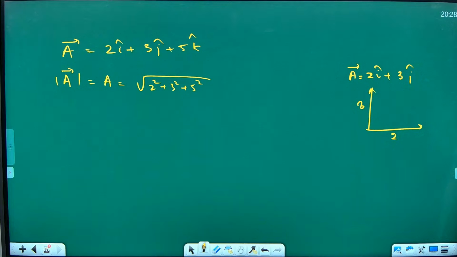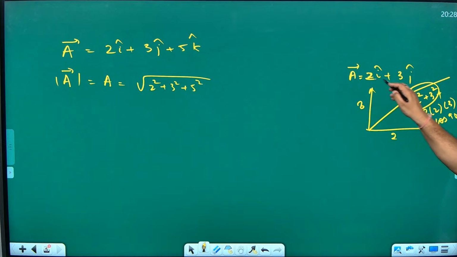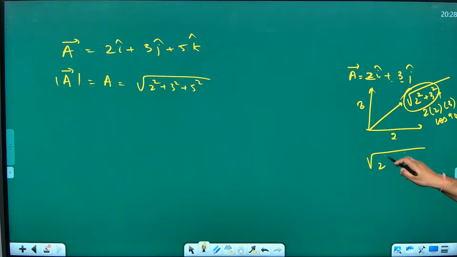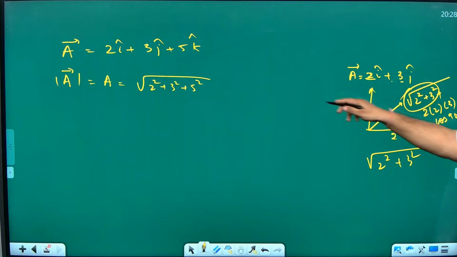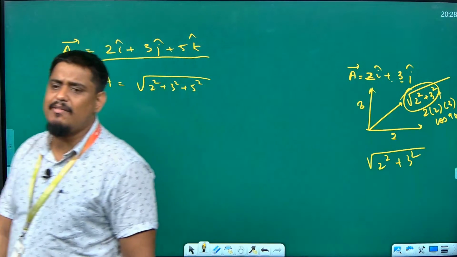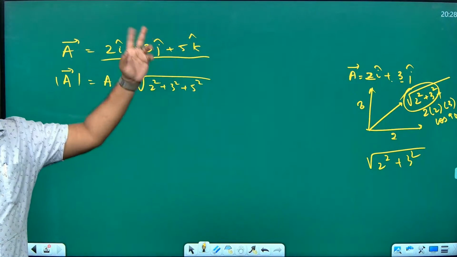You have learnt the laws of addition. What does the law of addition say? If you want to find the resultant, root over 2 square plus 3 square plus 2 into 2 into 3 into cos 90. Do you agree with me? What is cos 90? 0. So you are going to have root over 2 square plus 3 square. If it is a two-dimensional vector, we take root of 2 square plus 3 square. If it is a three-dimensional vector, I will take root of 2 square plus 3 square plus 5 square.